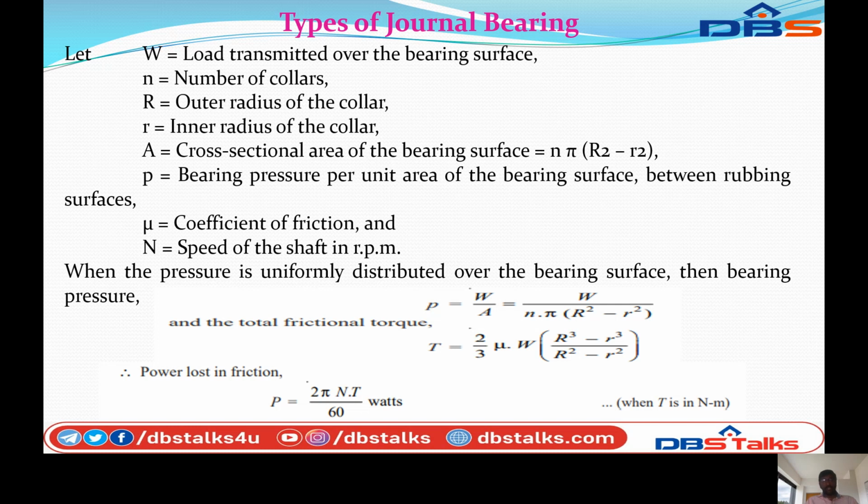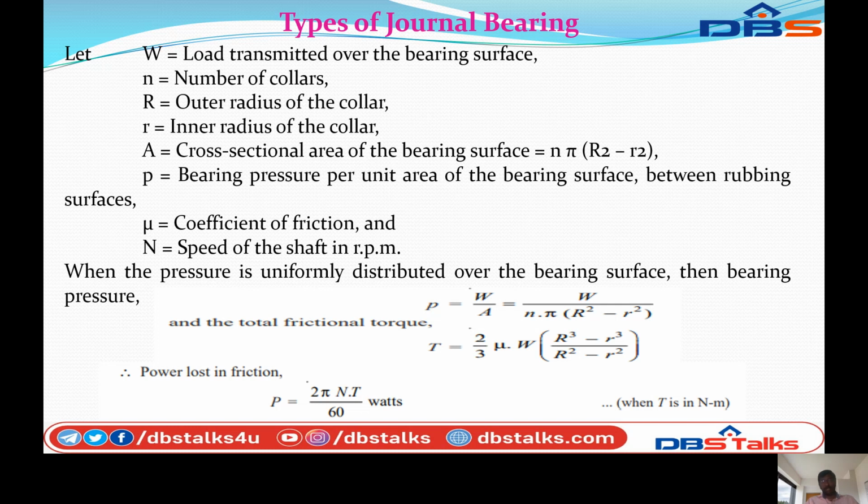The total frictional torque: P is equal to W by A, so you can replace A with pi into (R square minus r square), where capital R and small r are the outer and inner radii. The total frictional torque T is equal to 2 by 3 into mu into W into (R cube minus r cube) by (R square minus r square), when T is in Newton meter. Therefore, power losses in friction.